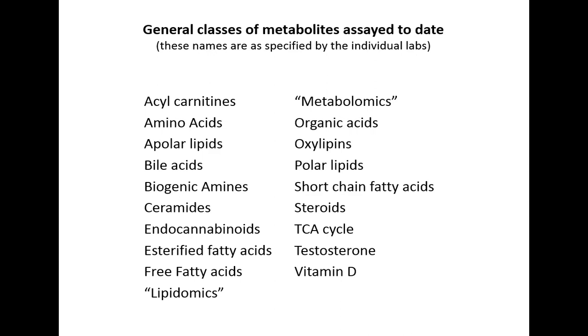In terms of the general classes of metabolites analyzed, and these are the names given by the different institutions, we have things like untargeted metabolomics and untargeted lipidomics, and then more discrete classes like carnitines, ceramides, TCA cycle intermediates, sterols, and so on and so forth. And this list will probably get longer by the time we're finished.